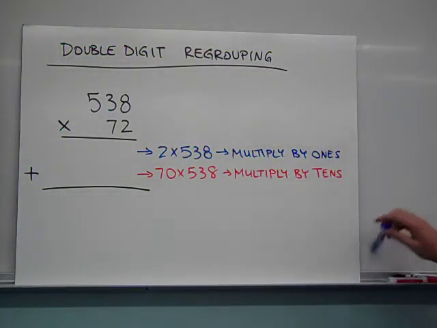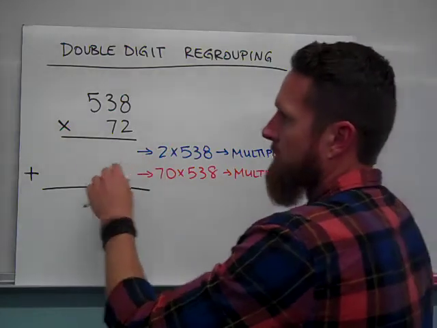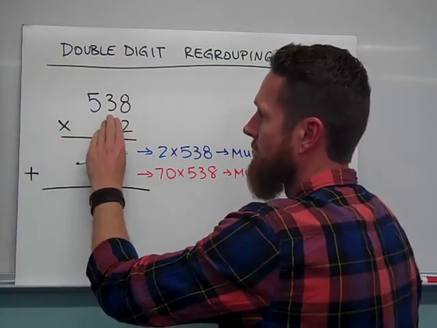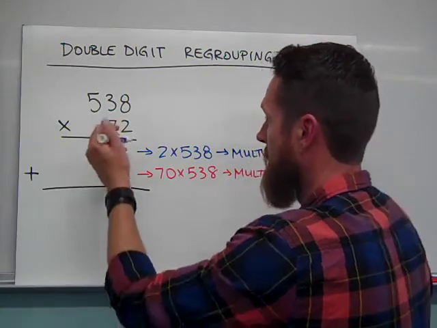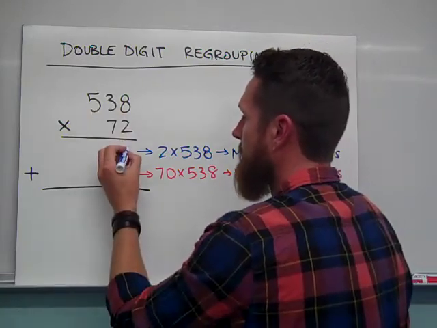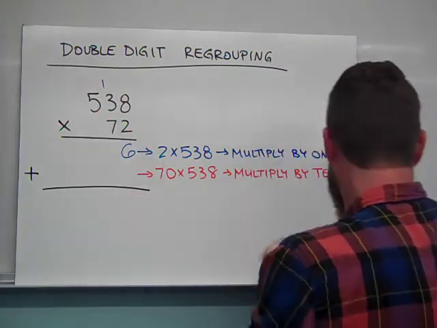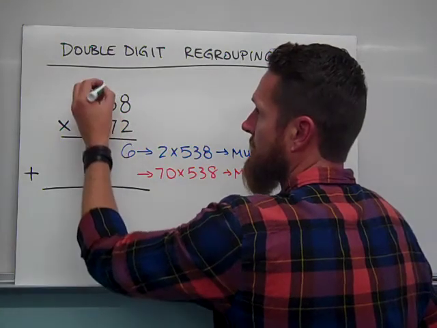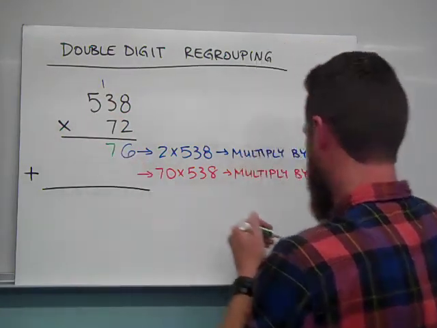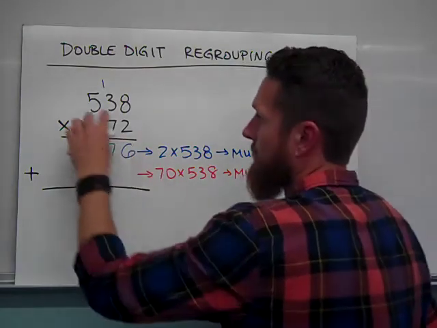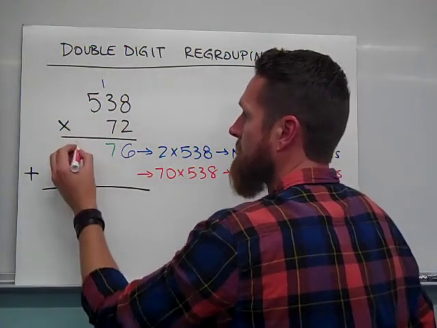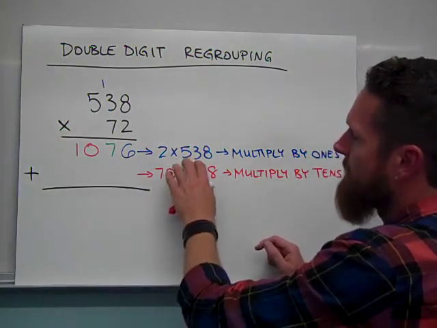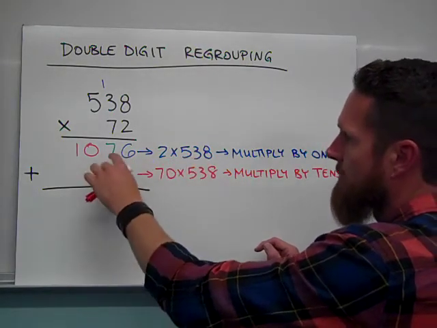So you need to regroup when you do the double digit. Just like we did the single digit, we're going to do that same kind of thing right now. So I'm going to say 8 times 2, 16, carry the 1. 3 times 2 is 6, plus 1, 7. There's no carry. 5 times 2, 10. I got 1,076. If I multiplied 538 times 2, I should get that number.